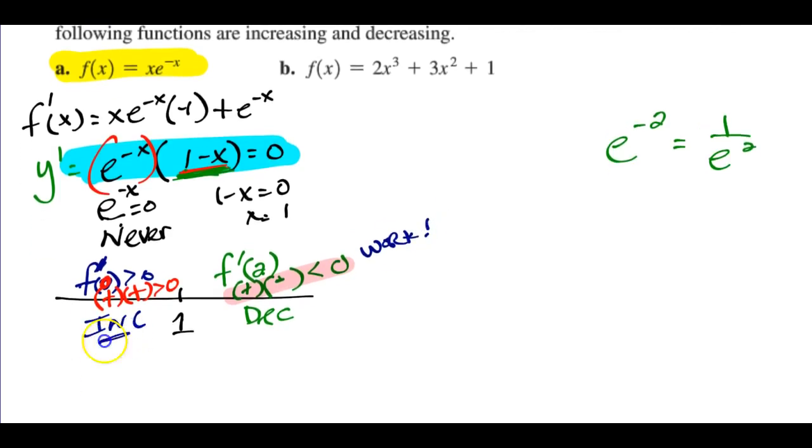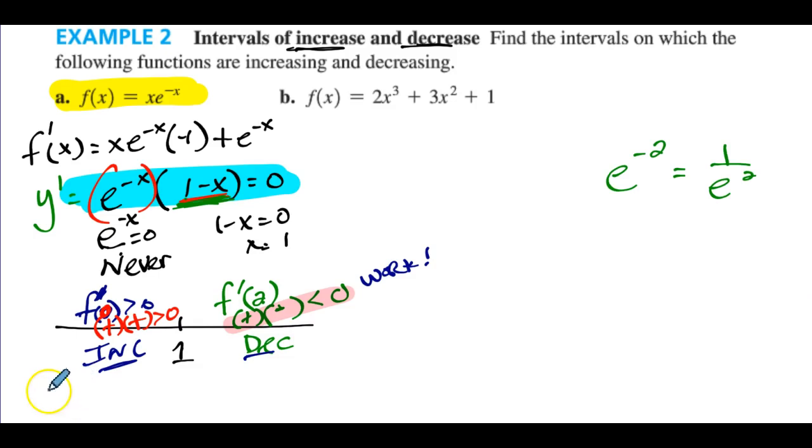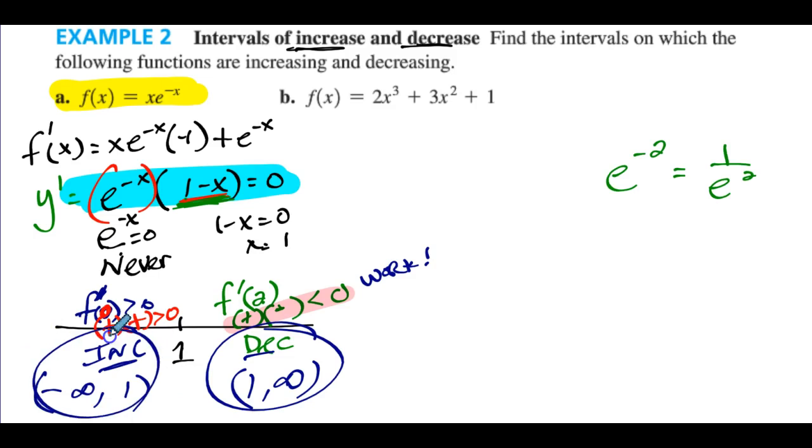Now, if it moves from increase to decrease, we've located either a max or min, but this problem just said find those intervals. So I would say it's increasing from negative infinity to 1, and it's decreasing from 1 to infinity, and those would be my solutions.